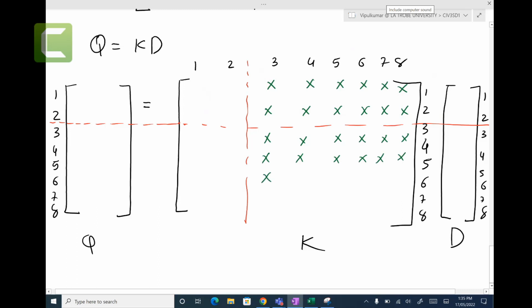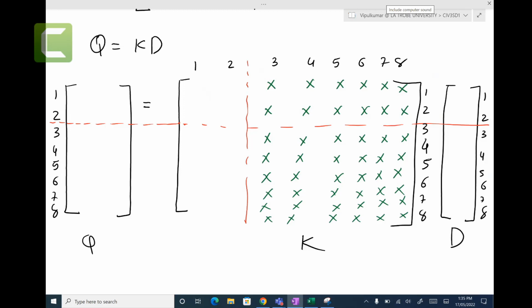3, 4, 5, 6, 7, and 8. We don't need this green one. We're not going to use them. Why? Because look at this one here. I will tell you why.